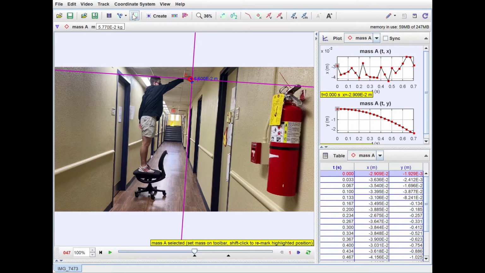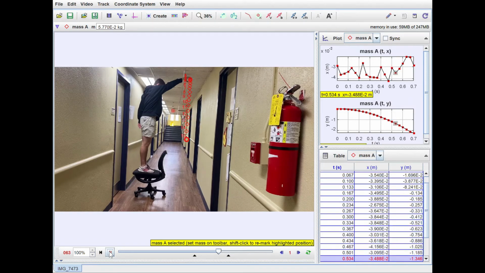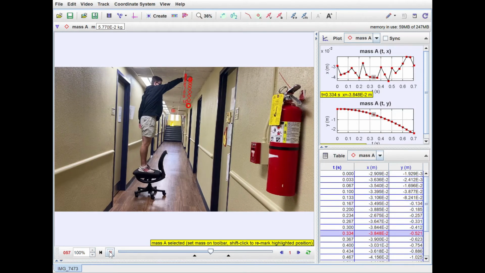I started at frame 47 and tracked the center of the ball for each frame until frame 68 when it hit the ground. Due to my inability to drop the ball directly downward, the motion of the ball in the X and Y were recorded, but we are only going to focus on the Y component for this lab.